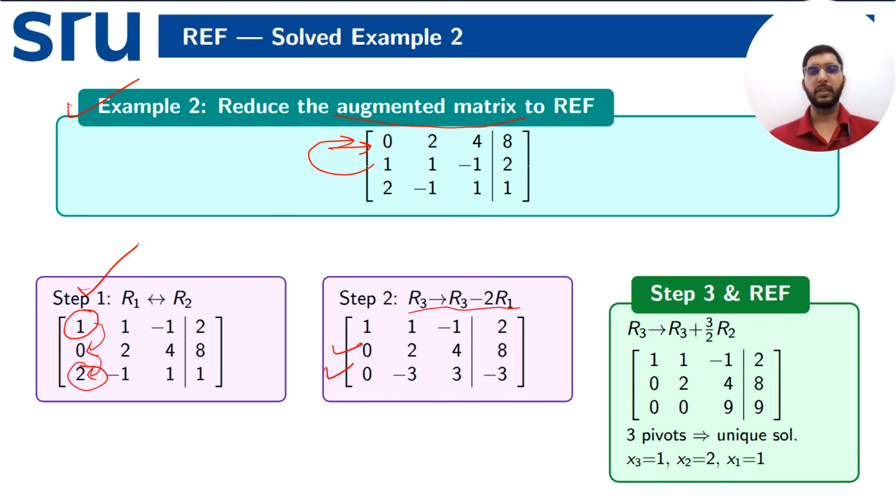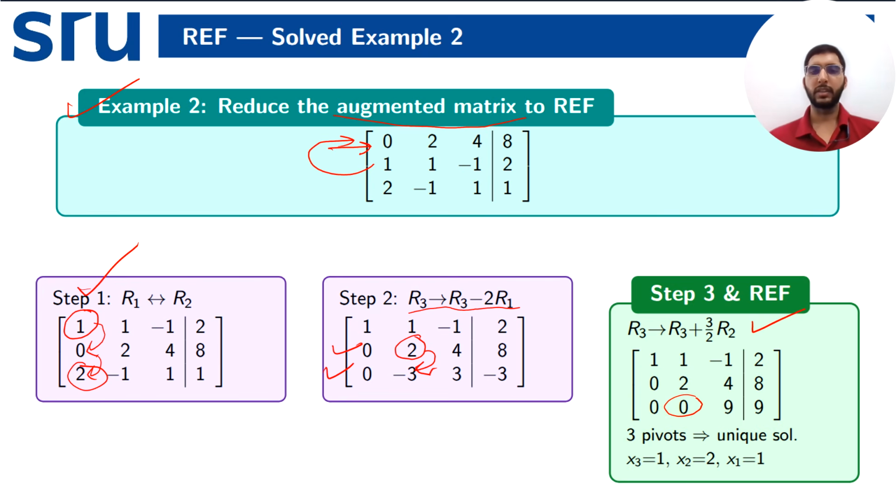Now this is the second row. Next is to choose the second pivot in the next row, the first non-zero entry in the next row. That is 2 here. So with the help of this 2, I need to make 0 here. So I wrote the operation like row 3 changed to row 3 plus 3 by 2 R2. This will definitely make 0 here at this place. So we have gotten 0 here as well.